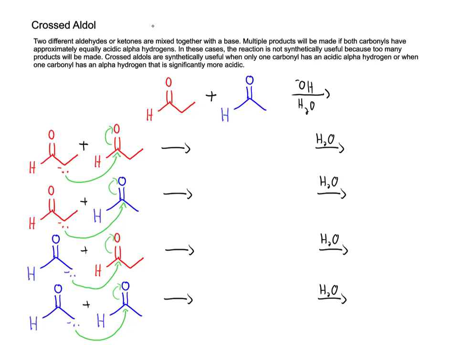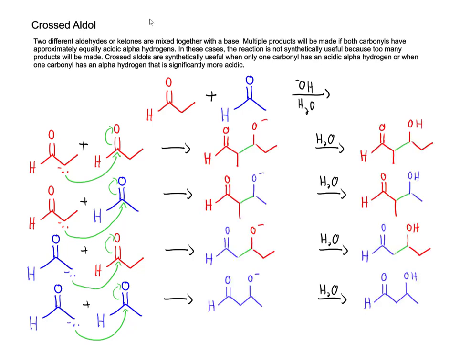You can see these on the left. So with the first one, we're going to take the red molecule, create its enolate, and then react it with another red molecule. In the second one, we're going to take the red enolate and react it with the blue carbonyl. And then the last two, it's going to be the blue enolate for both, reacting with one of each. So you can see we're going to get 4 different products here. And again, that's not going to be synthetically useful.